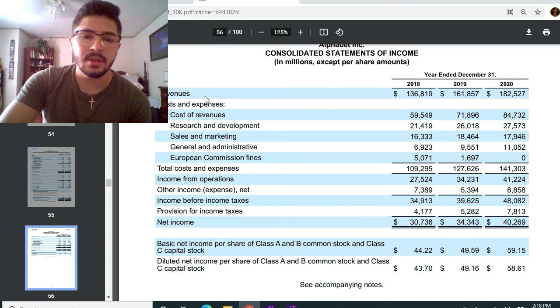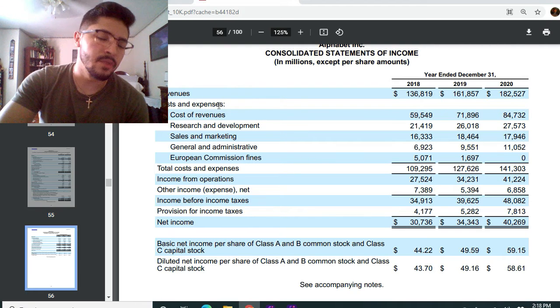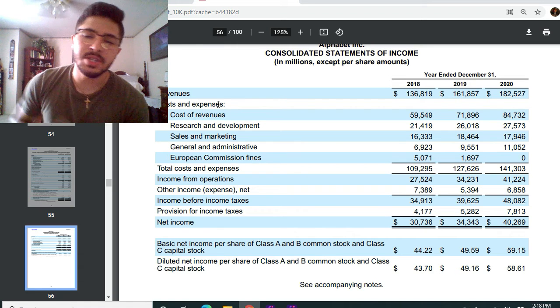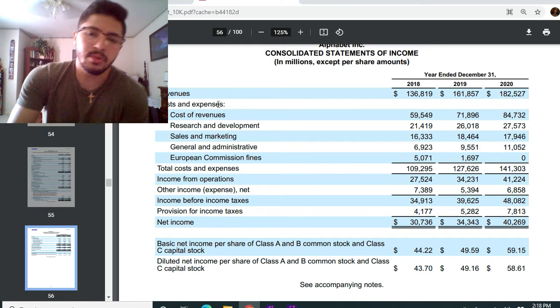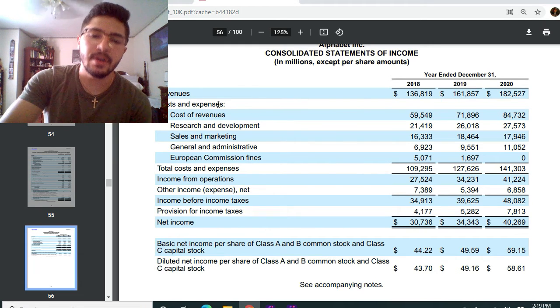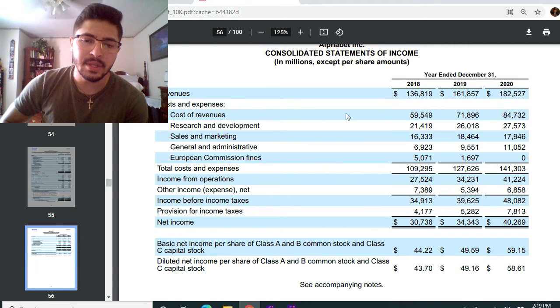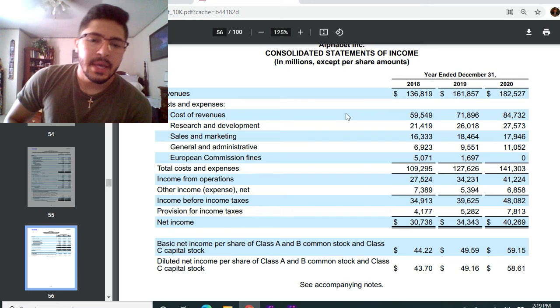Following that, usually below this you would see cost of goods sold, abbreviated as COGS. This just means what it actually costs to make a tangible product. Of course, Google doesn't have one, so they don't have any cost of goods sold, but they do have other costs right here. Cost of revenue kind of falls into the same lines, but not exactly the same.